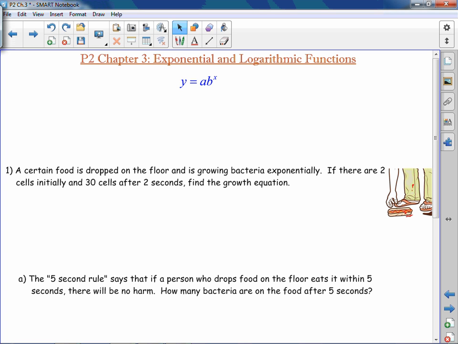Okay, chapter 3. Hey guys, settle down. Chapter 3, exponential and logarithmic functions.